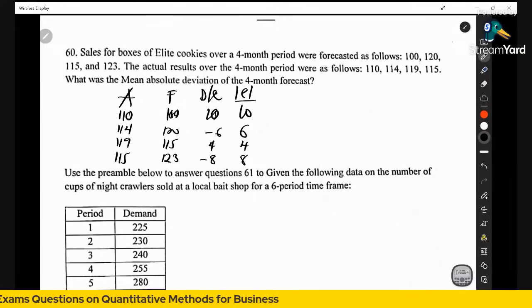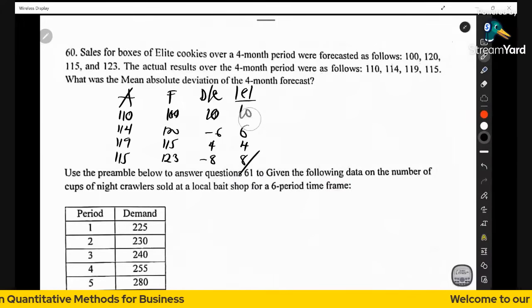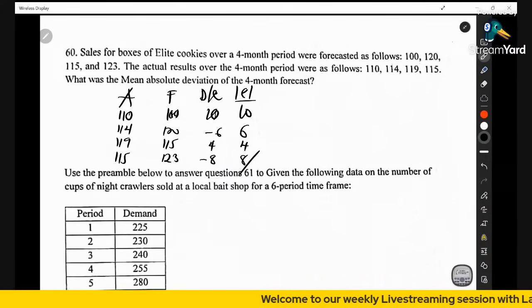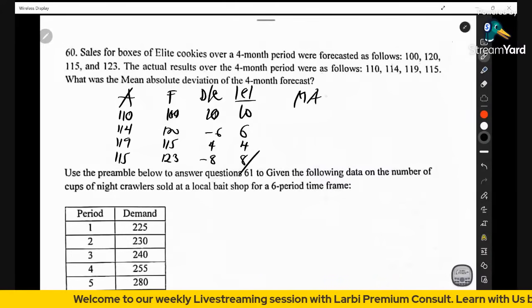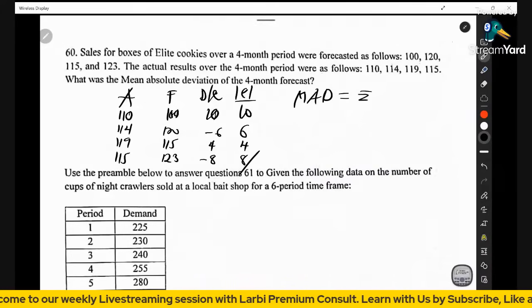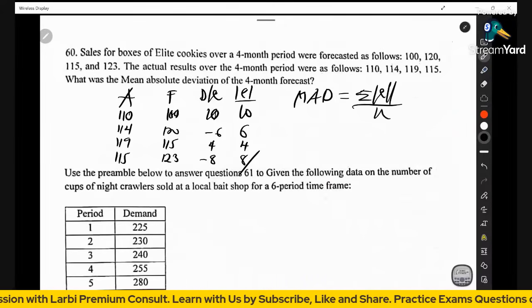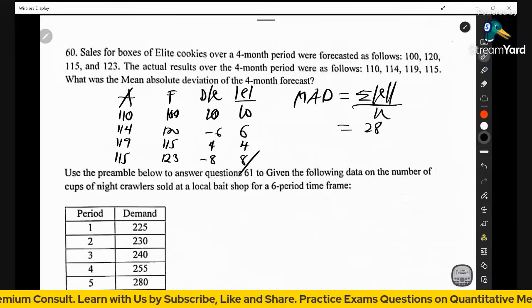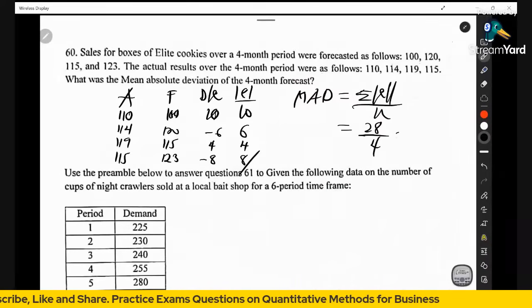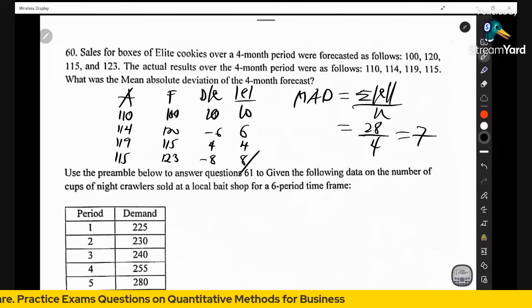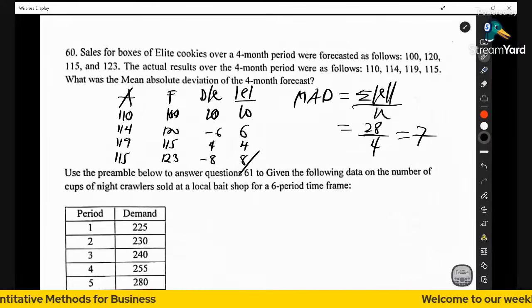So once you find the absolute, you sum them up. So what are we getting? 10 plus 6 is 16, plus 4 is 20, so 28 in that line. Okay, so we therefore say that our mean absolute deviation should be equal to the summation of the absolute errors divided by N. So we have 28. How many periods? 1, 2, 3, 4. So we divide by 4. And what are we getting? You are getting 7. So that becomes the mean absolute deviation for the 4-month forecast.